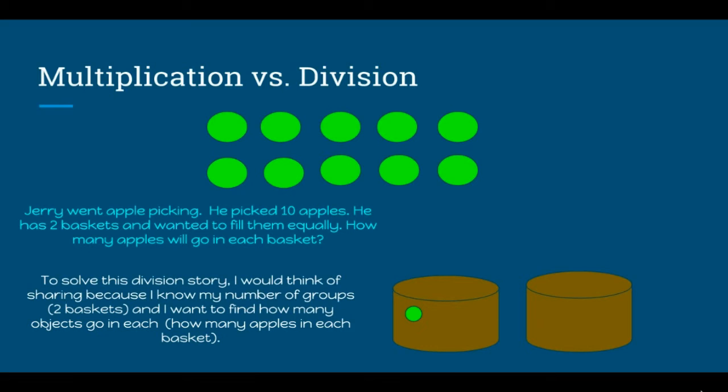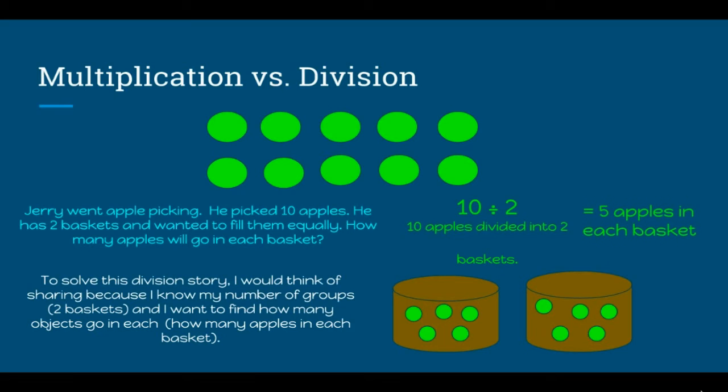Remember, when I share, I put 1 in each group at a time. So 1, 1, 2, 2, so far that's 4, 3, 3, so far that's 6, 4, 4, 5, 5. That gets me to my 10 apples. So I had 10 and I divided them into 2 groups, 2 baskets. 10 apples divided into 2 baskets. That means I have 5 apples in each basket. So 10 divided by 2 equals 5.